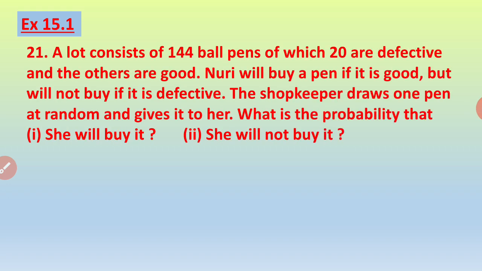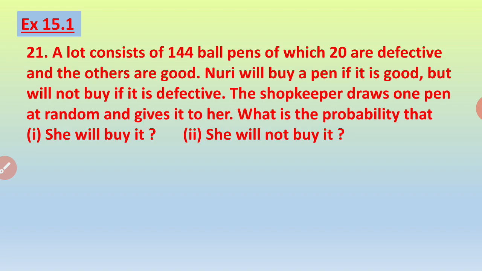Now this is question number 21. Question number 20 is not from the examination point of view. So question number 21 now. A lot consists of 144 ball pens, of which 20 are defective. So the total number of ball pens is 144, out of which 20 are found to be defective and the rest all are good. Noori will buy a pen if it is good, but will not buy if it is defective. The shopkeeper draws one pen at random and gives it to her. What is the probability that she'll buy it?